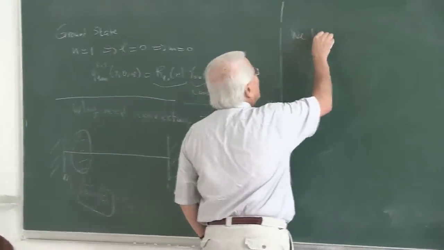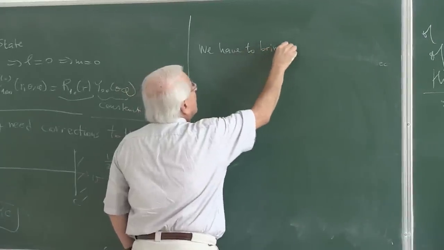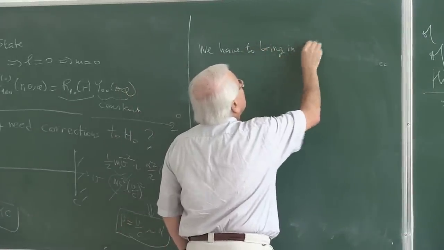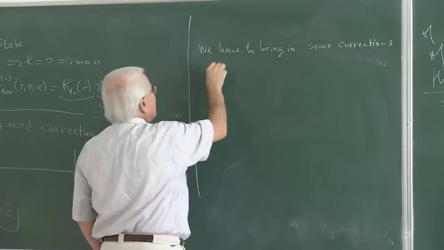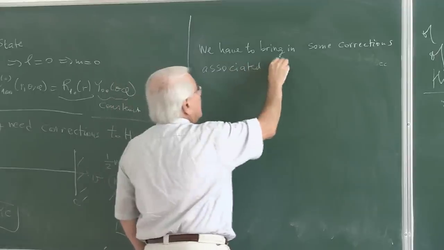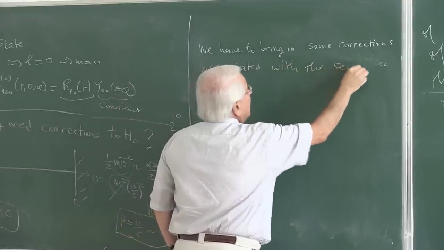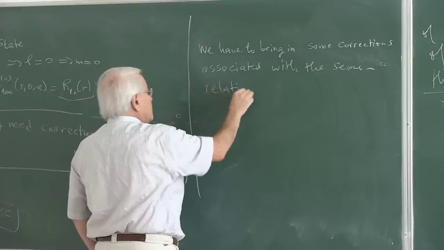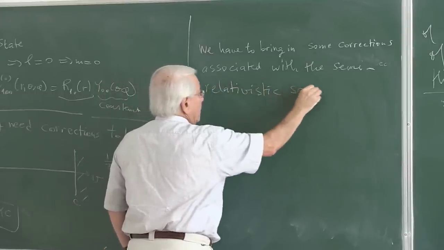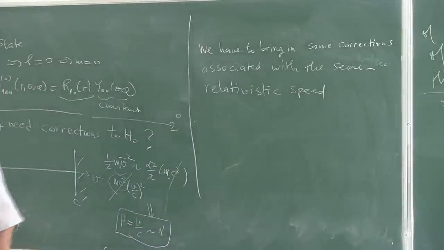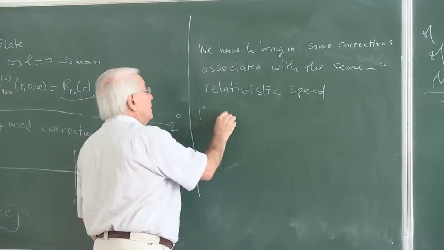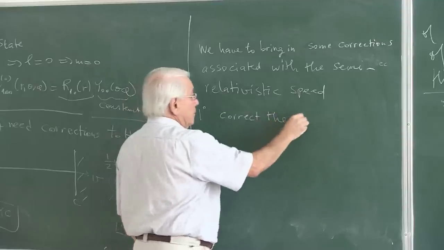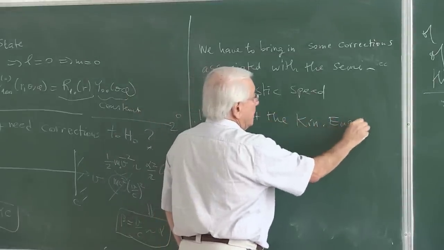We have to bring in some corrections associated with the semi-relativistic speeds. So that is the physical argument. So what do I mean by that, first of all? Well, the first thing is that we have to correct the kinetic energy first. What do I mean?